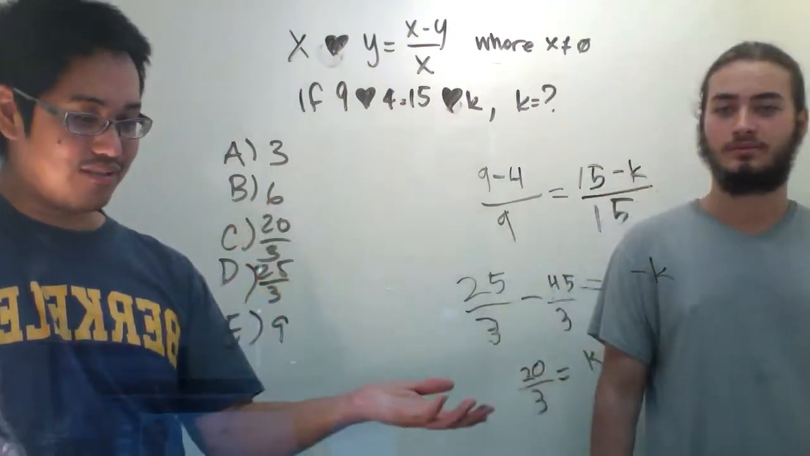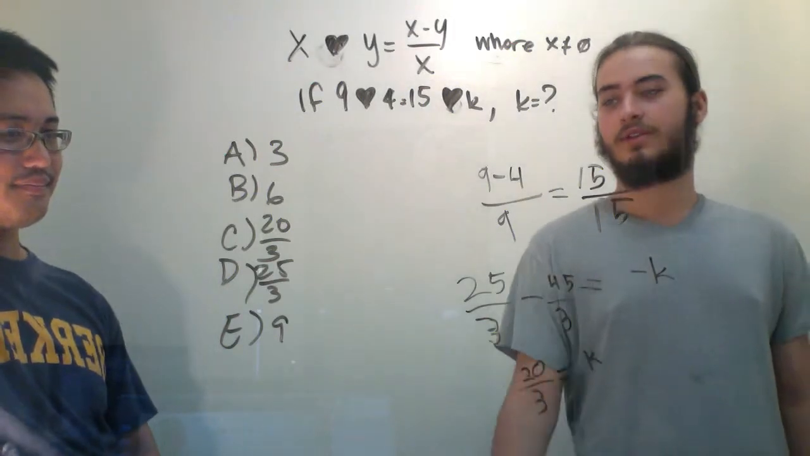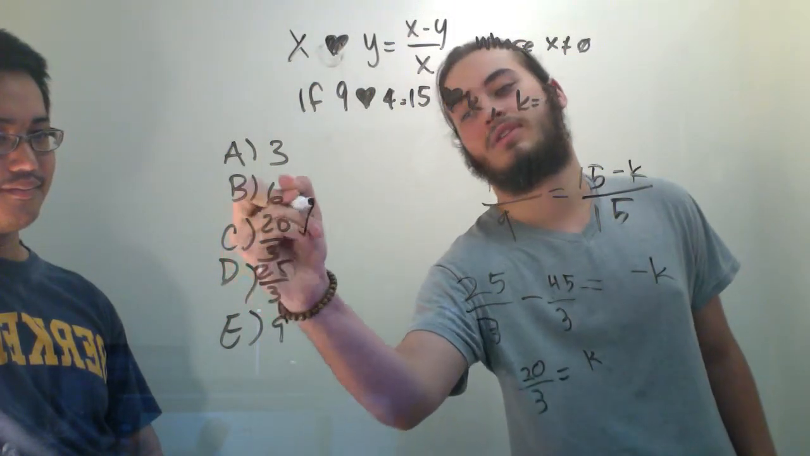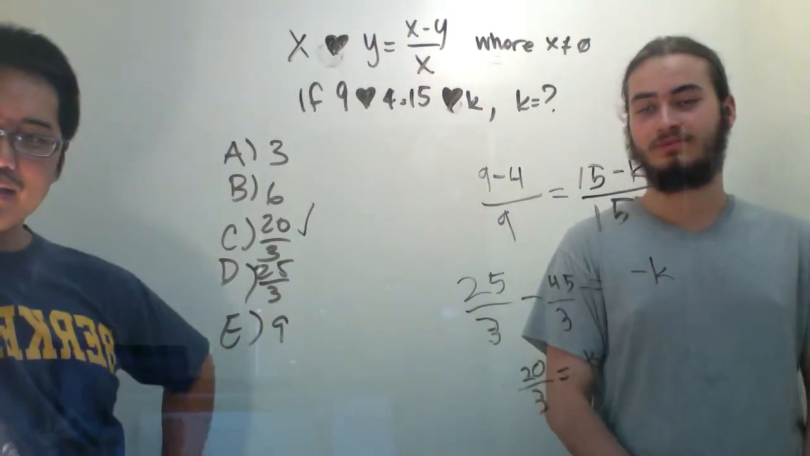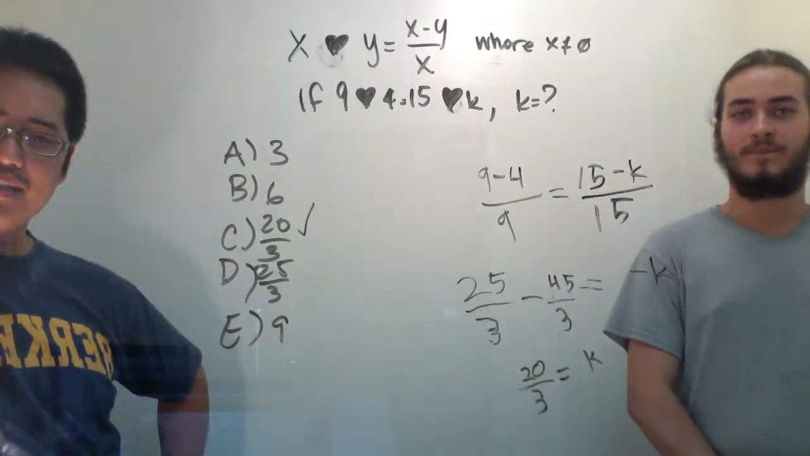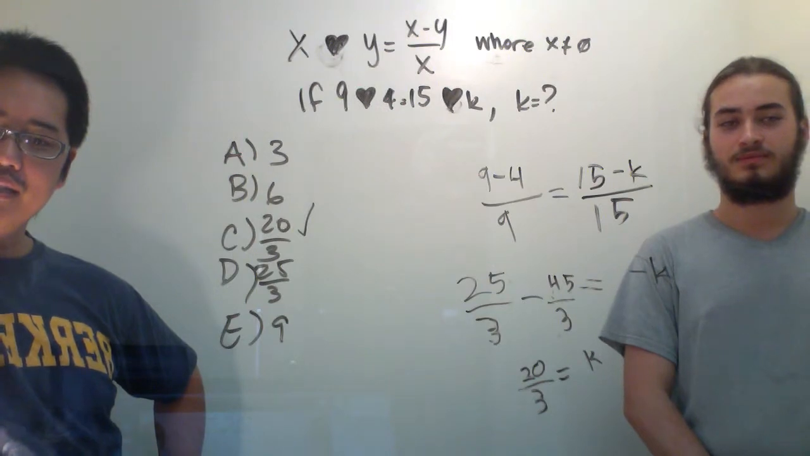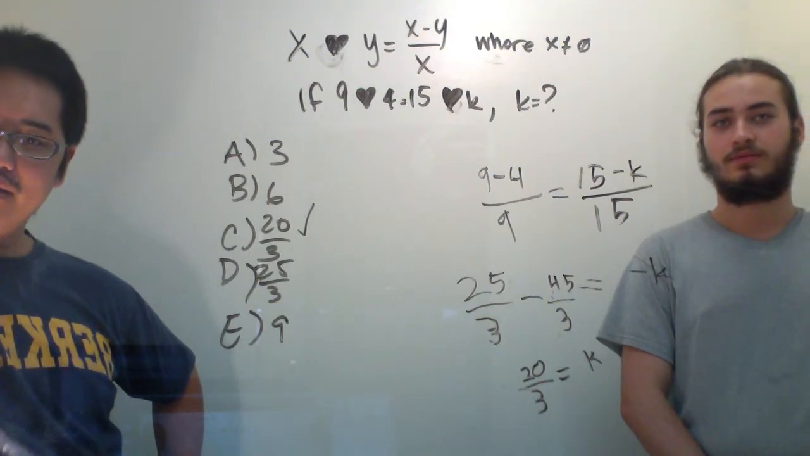So, your answer is? 20 over 3. Perfect. Good job. Does that make sense to you? Made sense to me. It was good. Alright, cool.